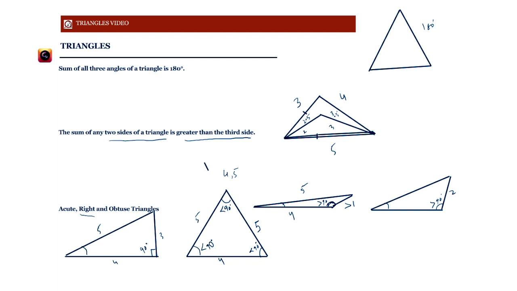Because the sum of all three angles must be 180. So if we have two angles which are 90 each, then the sum becomes 180 and the third angle becomes 0. That means we don't get a triangle at all. And of course, in an obtuse triangle, only one angle can be more than 90. Since the sum is 180, you can't have two angles more than 90, right? So here now, coming back to this, now the third side has become 5.